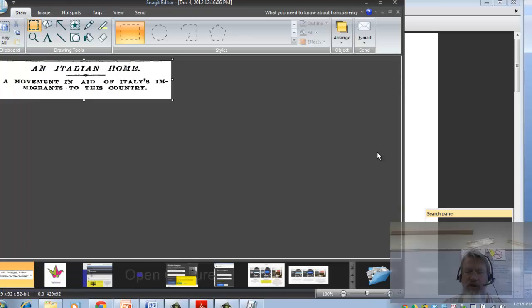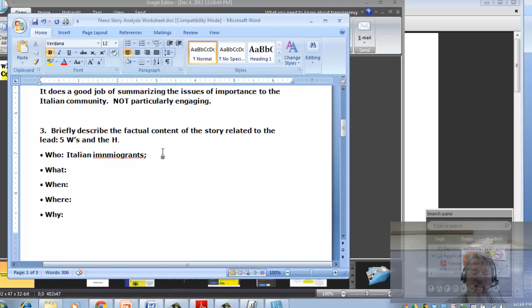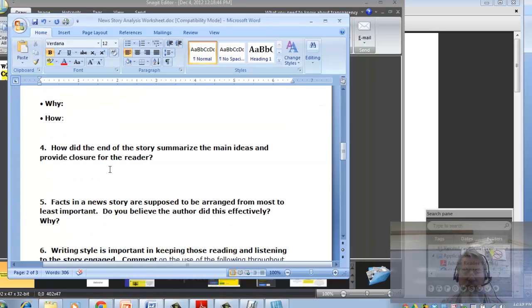So instead of typing or copying that and typing it out, we're going to actually use our tools that we have here. He was consul general from Italy. Then we're going to take this and put it into our note document. Helps to tell us who. And of course you would go through it answering all these other questions.